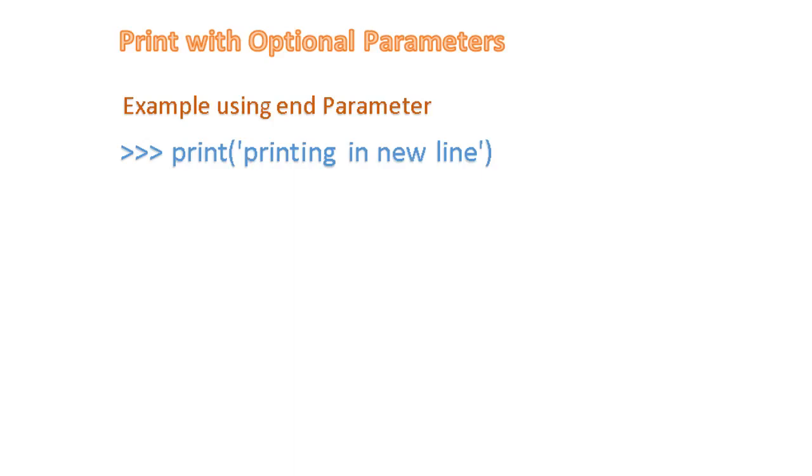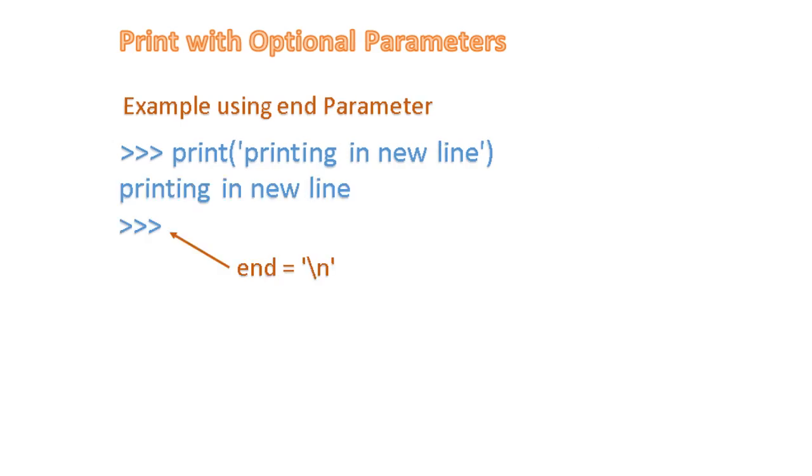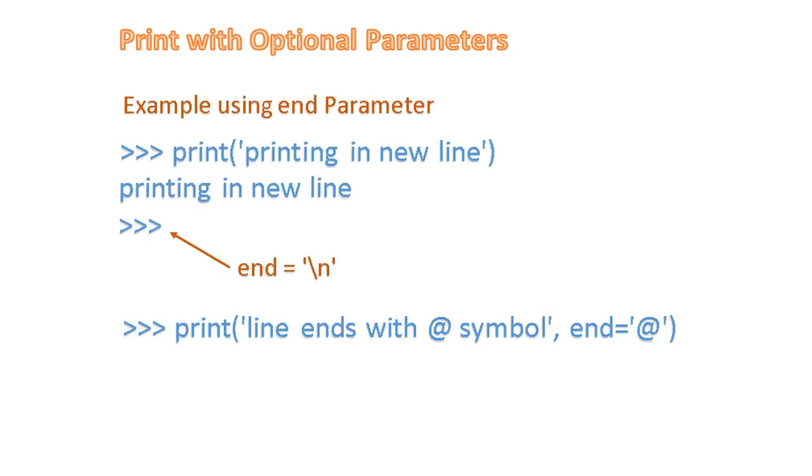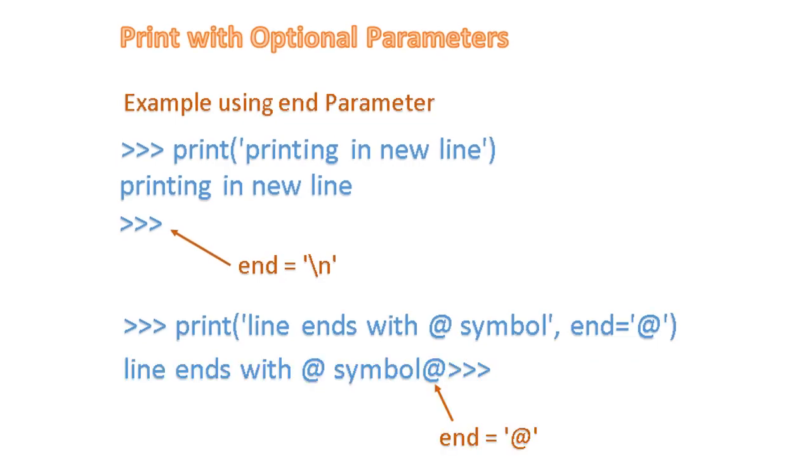In this example, the end parameter is not specified, so the default value of end is a new line. So each time it prints something, it goes to a new line. If we set the value of end to something else, let's say end equals the @ symbol, then the print output is ended by appending an @ symbol and the prompt stays in the same line.